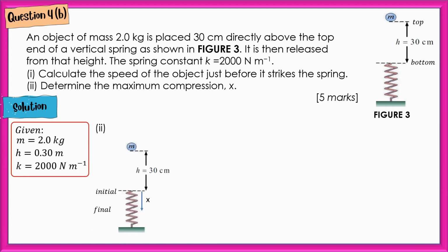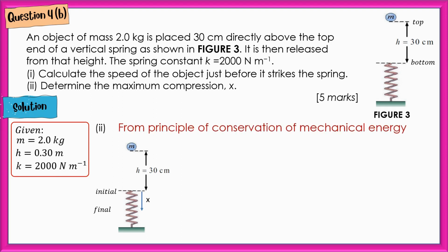For question number 4b2, we need to determine the maximum compression. Okay, to calculate the maximum compression, take a look at our new diagram. Here, I just label the top of the spring as the initial point, and when the spring compresses x, it is the final point. To find the compression x, we will use the principle of conservation of mechanical energy too, where the total initial energy is equal to total final energy.